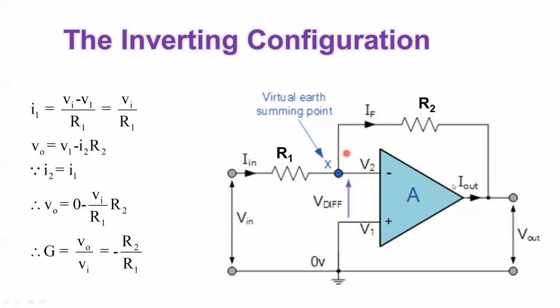Let's make it again. The voltage here is 0 minus V out, which equals I times R. So V out will equal minus I2 times R2. And then you will have V out equal to V in over R1 times R2. And the relation between V output and V input is equal to minus R2 over R1.